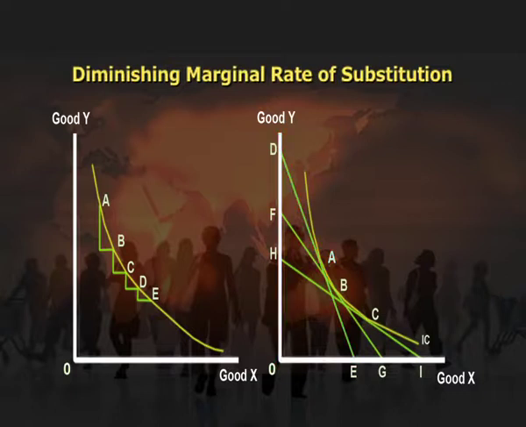Similarly, the marginal rate of substitution of X for Y at point B is equal to OF divided by OG, and at point C it is equal to OH divided by OI. It can be seen that OF divided by OG is smaller than OD by OE, and OH by OI is smaller than OF by OG. Thus, the MRS_XY diminishes as a consumer slides down on his indifference curve.